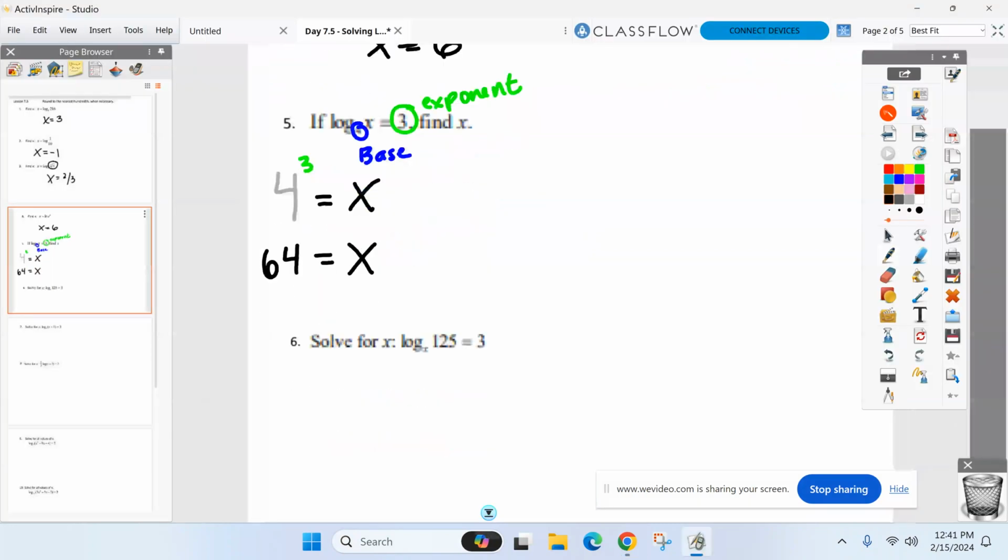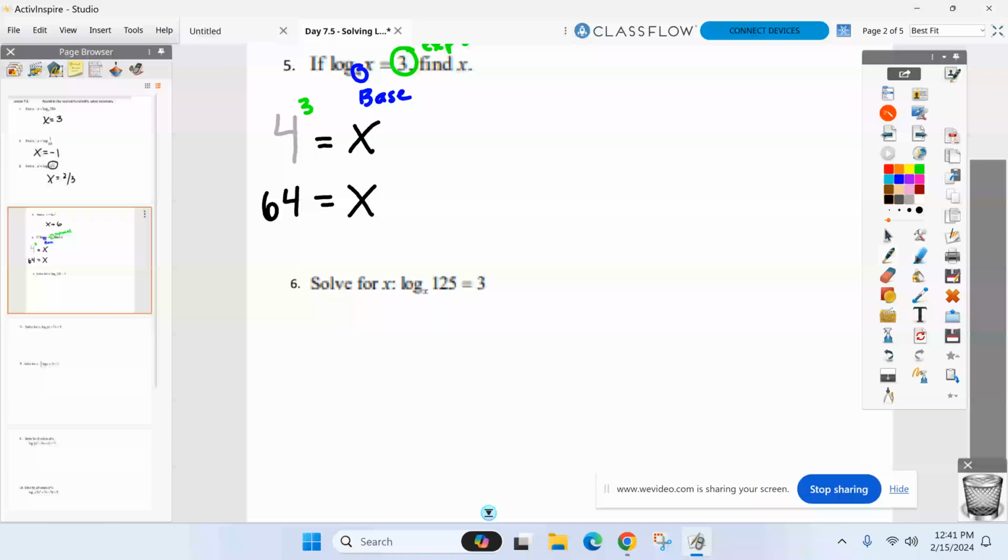Number 6, rewrite it for me, because you're not solving this. You can't solve a log equation. You have to rewrite it into an exponential. So what's my base on this one? We'll do this one together and I'll start calling on people. X, what's the exponent? Raised to the third. And now that's going to be equal to, and hey, look at that, we have solved these already in this unit. The variable is the base.